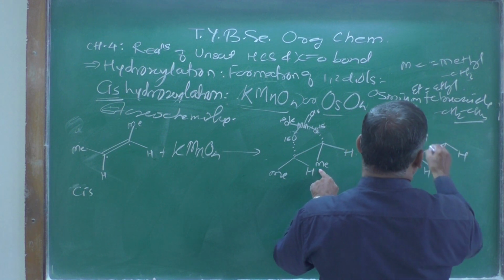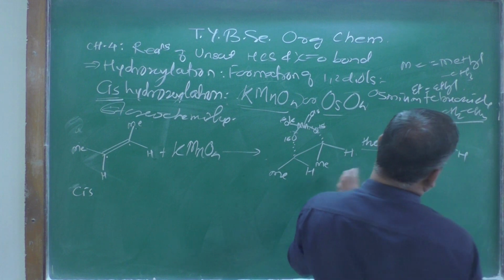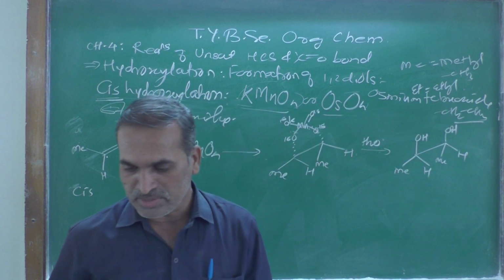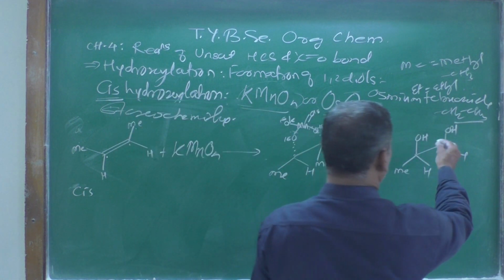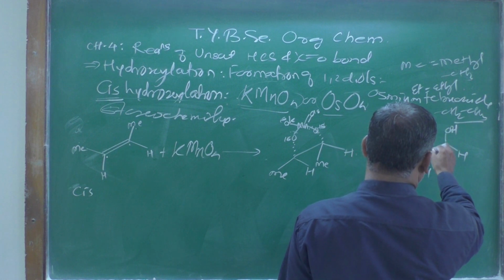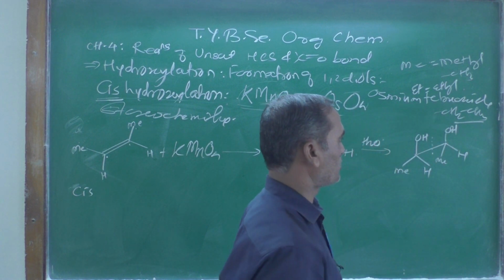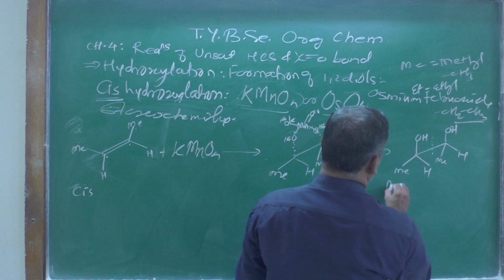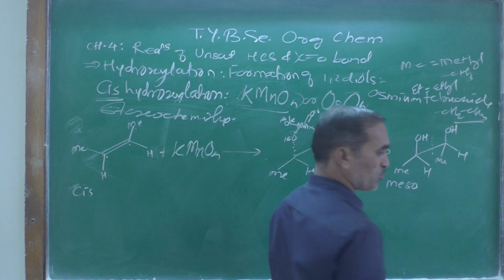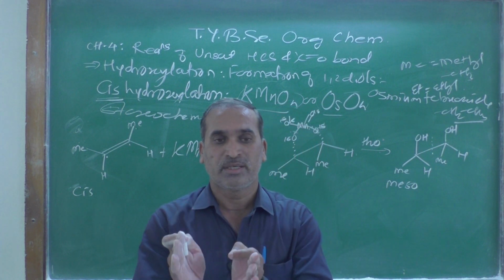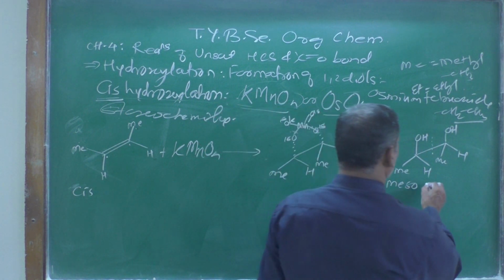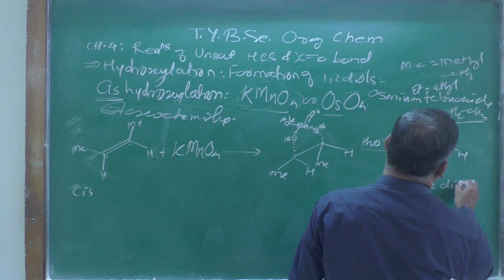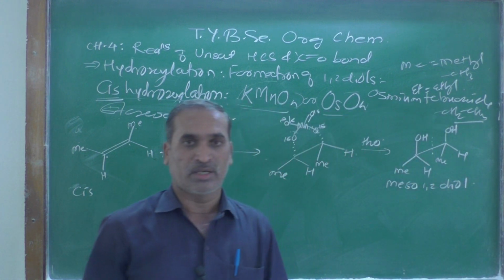Now at this position OH and OH, because they are on the same side, and if you look at this compound, there is a plane of symmetry present. If you see, this compound is called a meso compound, optically inactive in nature. Meso 1,2-diol, this one. Meso means what?